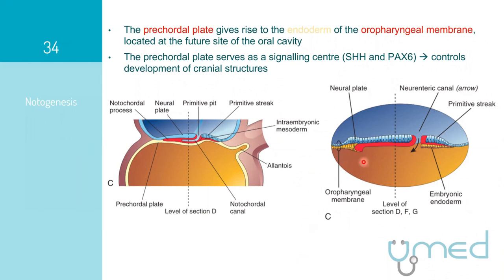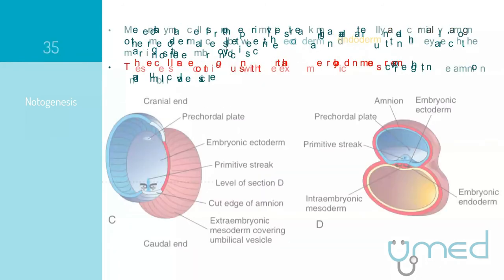The precaudal plate also serves as a signaling center, and we have sonic hedgehog and another one called PAX-6, and that controls development of cranial structures. Nothing too important here to remember. The most important thing I wanted to show you is that the precaudal plate would eventually become the oropharyngeal membrane. Also, you ought to appreciate it.